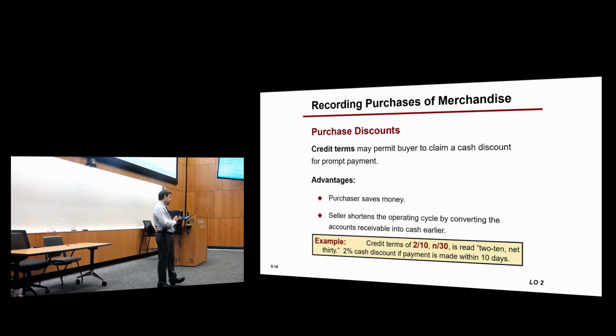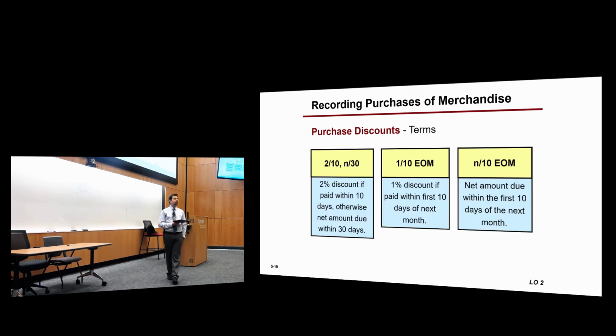So there are different ways of doing that. Sometimes you have 2/10, n/30. That means you get a 2% discount if you pay the full amount within 10 days. Otherwise, the full amount has to be paid within 30 days, net in 30 days. And we say net because this is net from any returns. If you have returned anything, you don't owe that money anymore, right? So it's net from any returns.